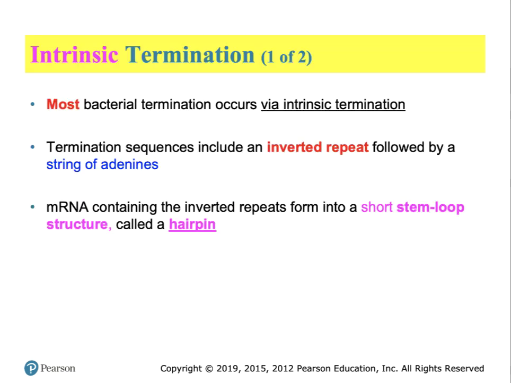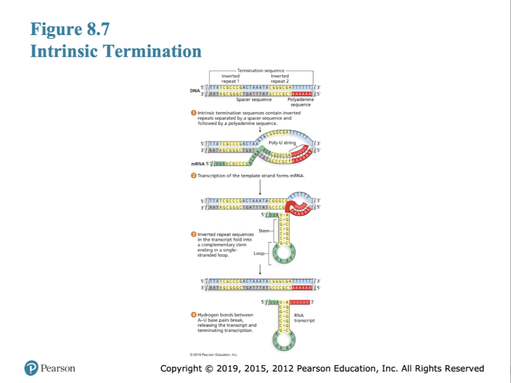Intrinsic termination depends on sequences carried by the DNA, which once converted into RNA, allow the RNA to quickly adopt a hairpin structure just behind the core enzyme. That hairpin structure has a profound effect on the passage of the RNA polymerase, slowing it down, and then eventually pulling it off the template strand of DNA. Figure 8.7 sheds further light onto that process.